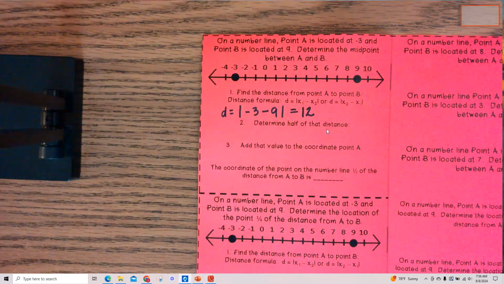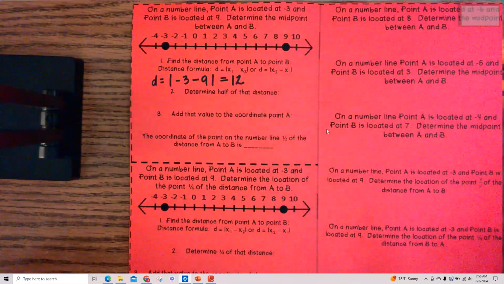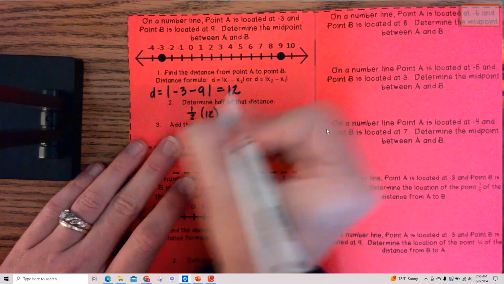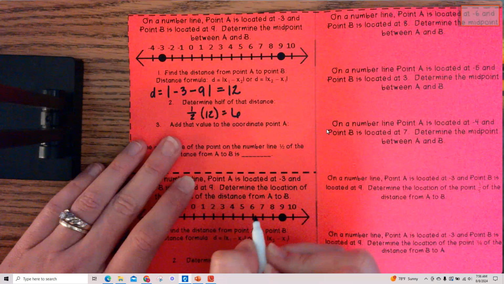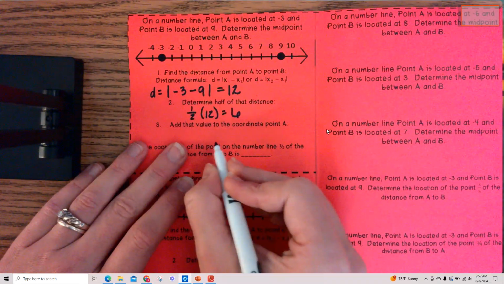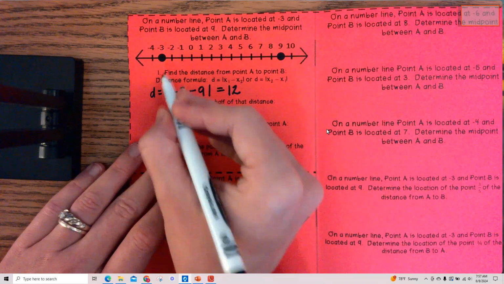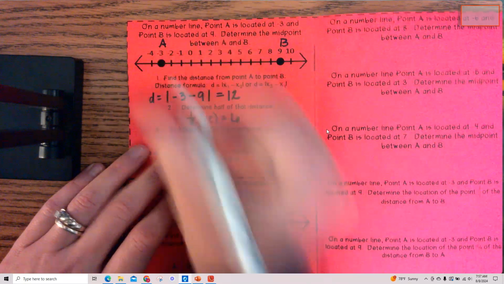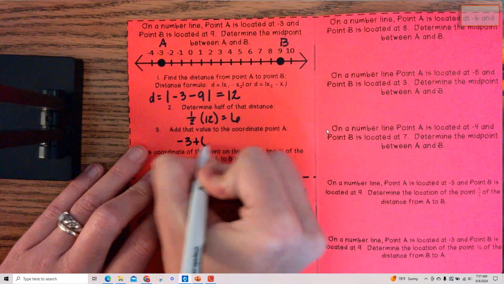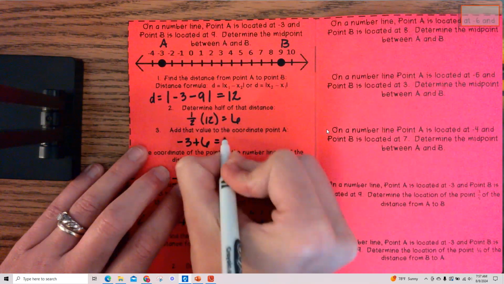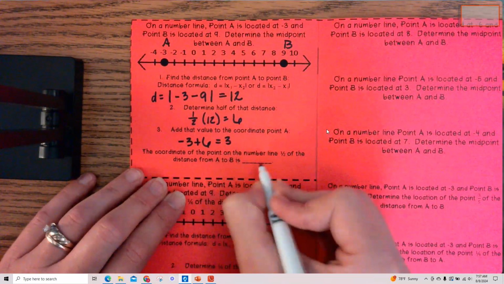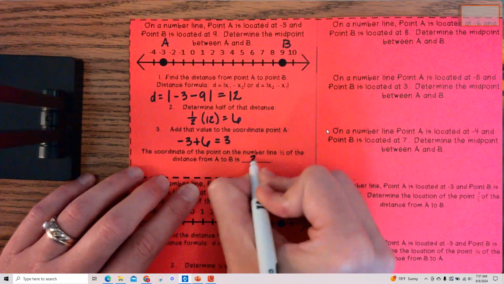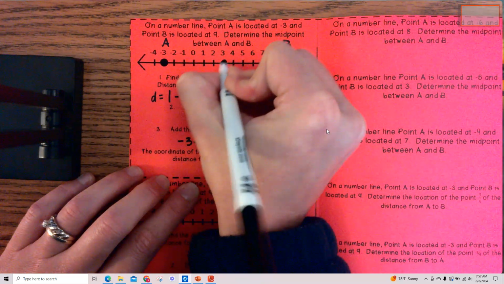All right, so determine half of that distance. So half of 12 is 6. Again, you can use your calculator. And then add that value to the coordinate point A. So this was A, this was B. So A was -3 plus 6 would give us a 3. So the coordinate of the point on the number line, half of the distance from A to B, that's the midpoint, would be 3. So this would be our midpoint.